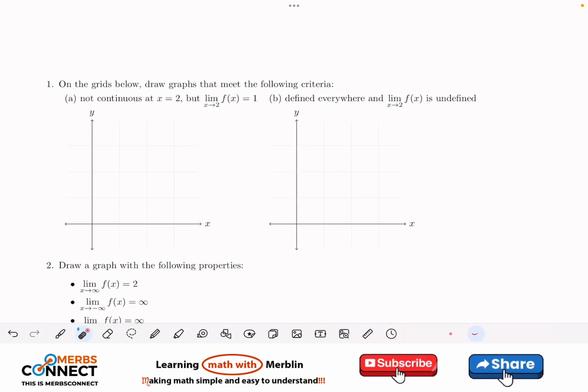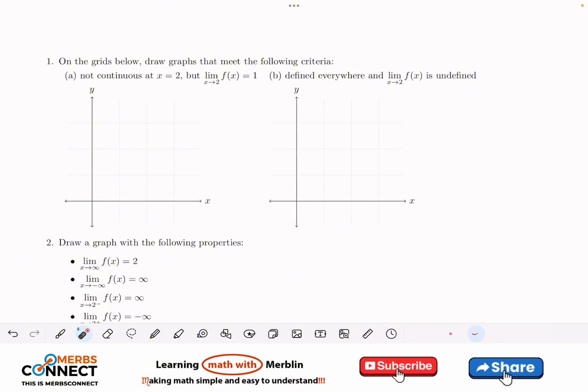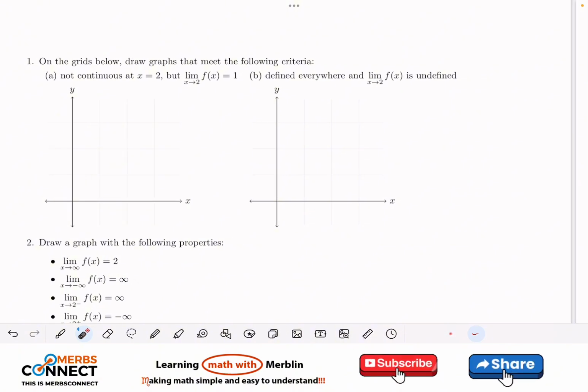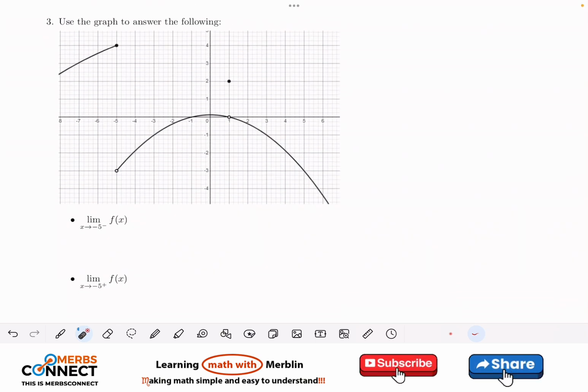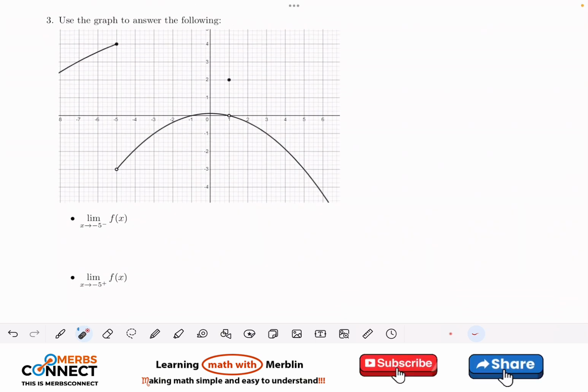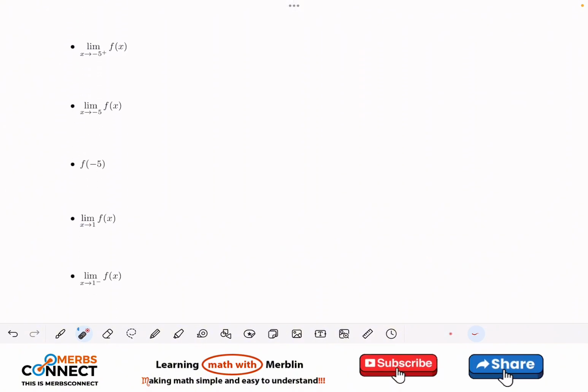In this video, we have 5, 6, 7 questions that we want to go through together. Now, let's start from question 1. The idea is I have a graph, for example, this one here, question 3 that we are going to talk about. We have a graph, and then in the graph, we need to compute these functions.